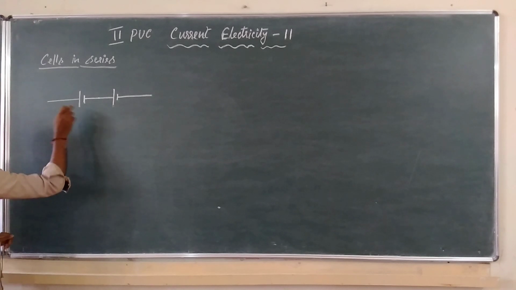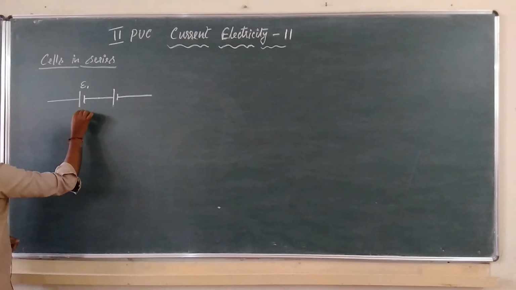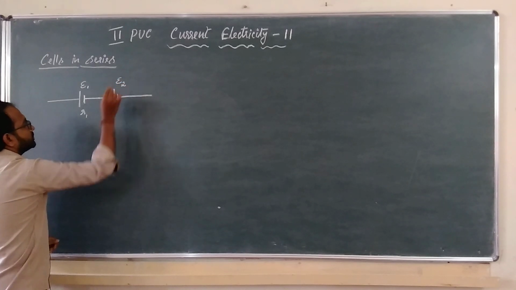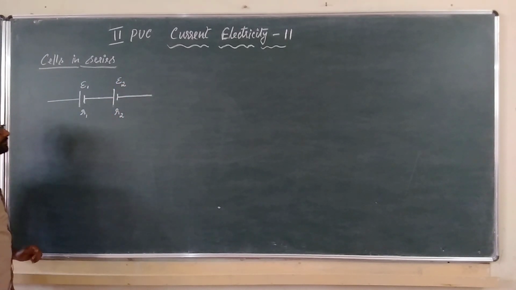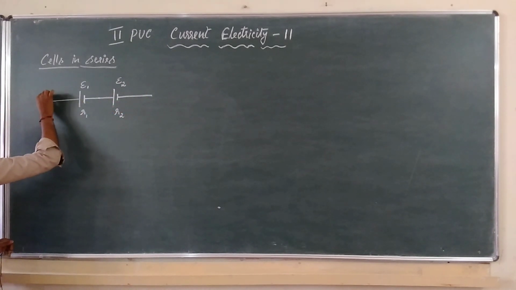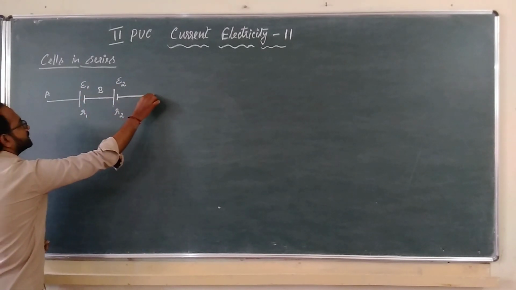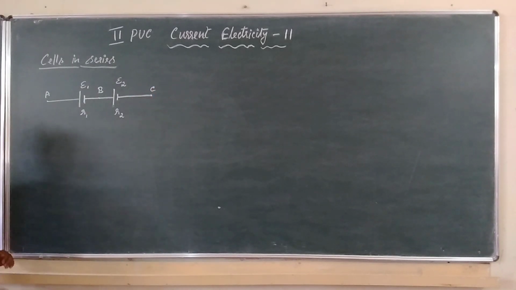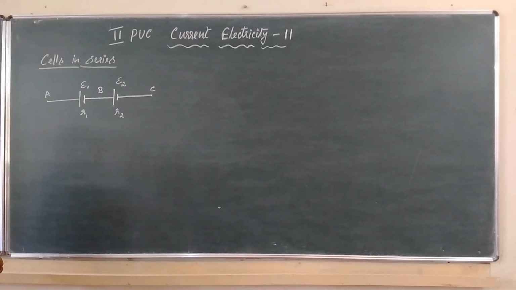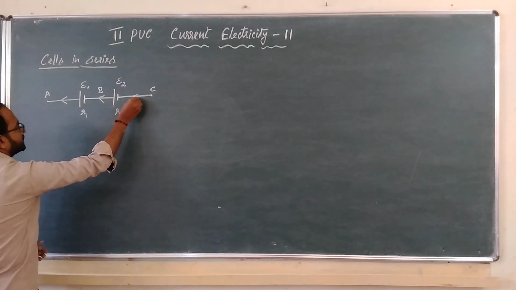Here see, this is the first cell of EMF E1. The internal resistance of the cell is r1. The EMF of the second cell is E2 and the internal resistance is r2. Say these are the points A and B, and say this point is B and this point is C. Across these two points we are connecting the external circuit. See the direction of current flow. Let the direction of current flow be like this.